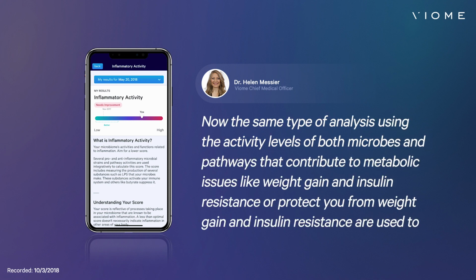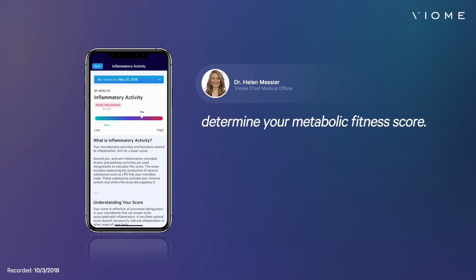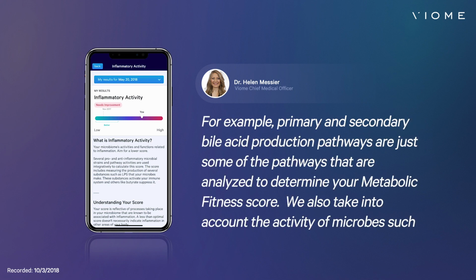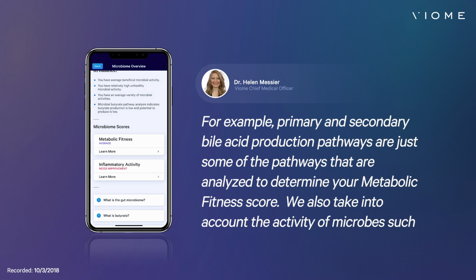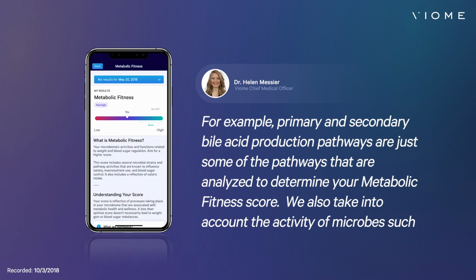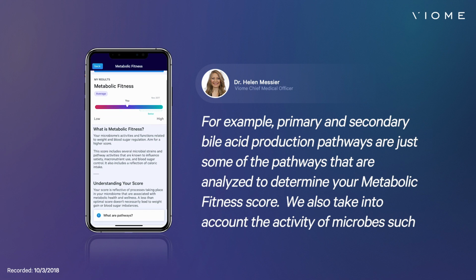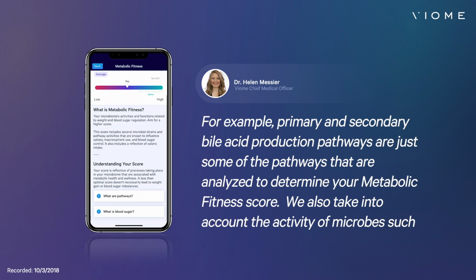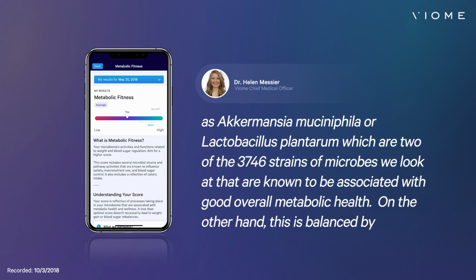Now, the same type of analysis using the activity levels of both microbes and pathways that contribute to metabolic issues like weight gain and insulin resistance, or protect you from weight gain and insulin resistance, are used to determine your metabolic fitness score. For example, primary and secondary bile acid production pathways are just some of the pathways that are analyzed to determine your metabolic fitness score. We also take into account the activity of microbes such as Akkermansia muciniphila or Lactobacillus plantarum, which are two of the 3,746 strains of microbes we look at that are known to be associated with good overall metabolic health.